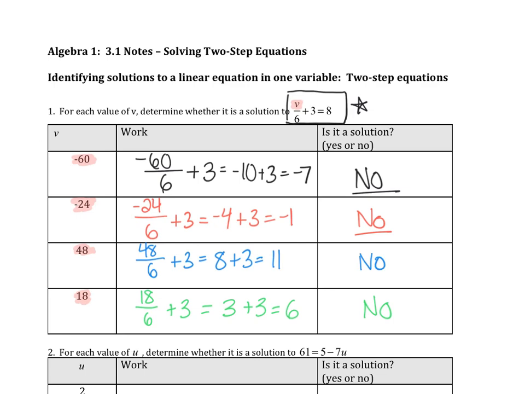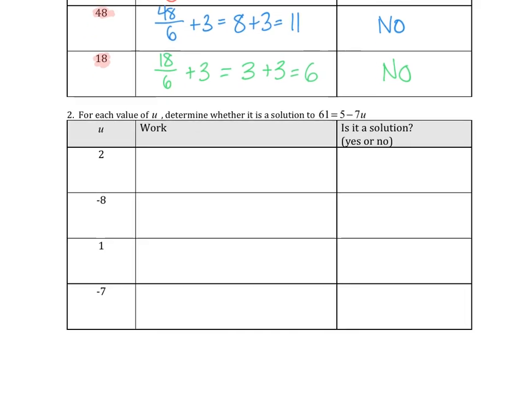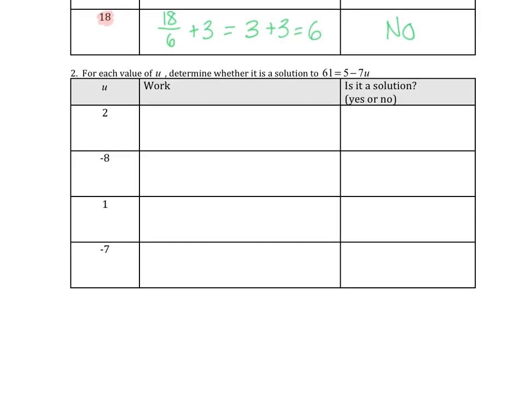Okay? So let's look at another example of figuring out solutions to an equation. Now what we have is a different equation. Now our equation is 61 equals 5 minus 7u. So when we go to plug in all of these numbers, the first one is 2, then negative 8, 1, and negative 7 for our u this time. What you're going to do is the work for the second part of the equation. We really want to just do the work for this part, because then in the end, we're going to see if what we get for a solution is equal to 61.